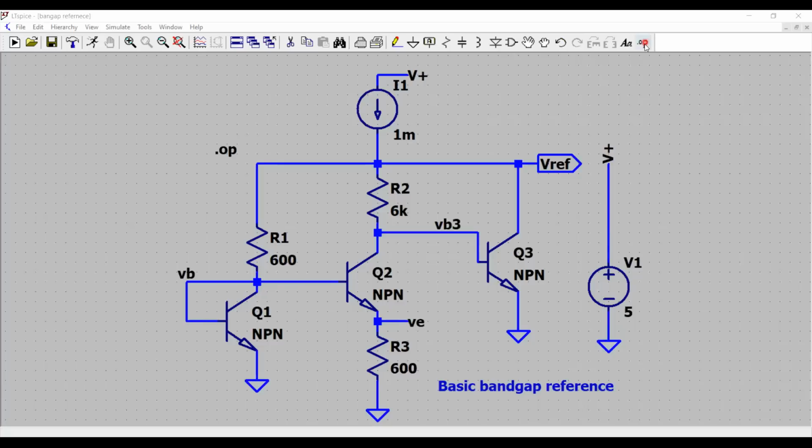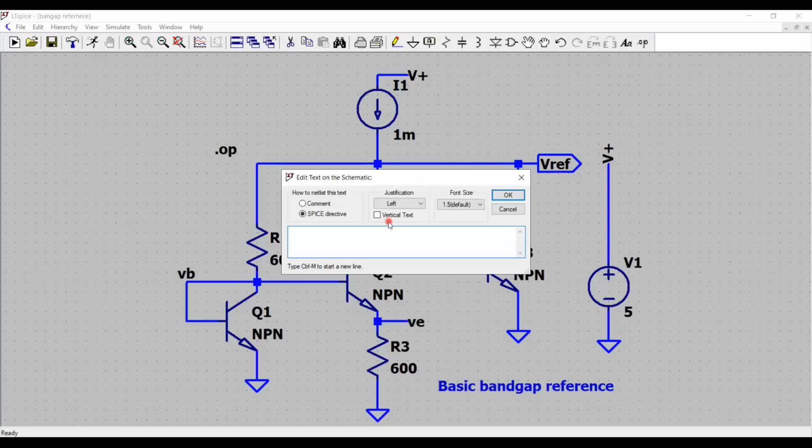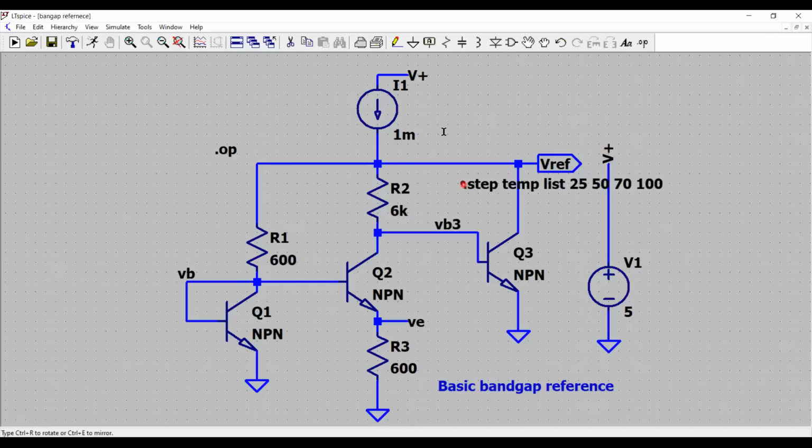What I'm going to do is come here at the top of the menu and click the SPICE directive, and then I will say .step temp list, and then I will write these parameters. So let's say 25, then 50, then let's say 70, and then 100, and whatever values I want. And then this is my command right here.